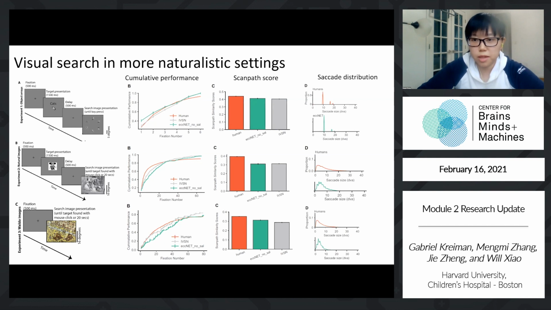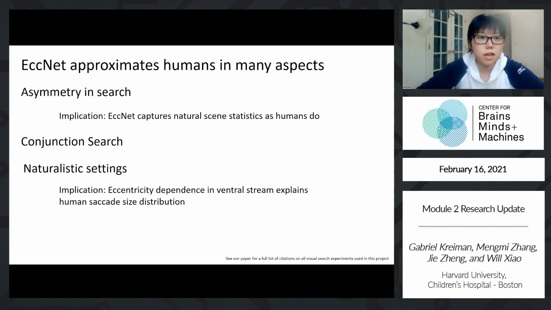The last aspect that we evaluated eccentricity net on is the saccade size distribution. It's interesting that without imposing additional constraints, such as muscular constraints, eccentricity net just has a similar saccade size distribution as humans. So to summarize, our proposed model approximates humans in a variety of aspects. This includes search asymmetry, conjunction search, and even naturalistic settings. So yeah, I'm happy to take any questions.